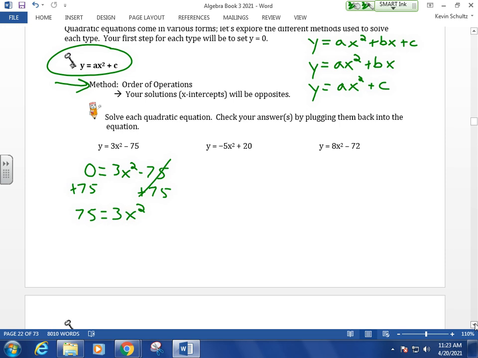We've taken care of the addition and subtraction. What comes next? Julia? Divide by 3. Take care of any multiplication or division here. We're going to divide by that coefficient, cancel it out. 75 divided by 3 is 25, and that equals x squared.